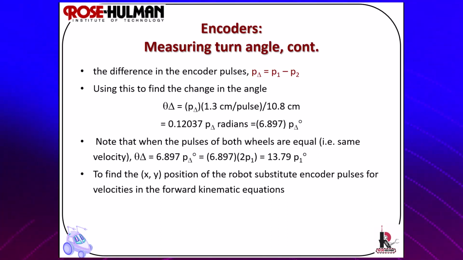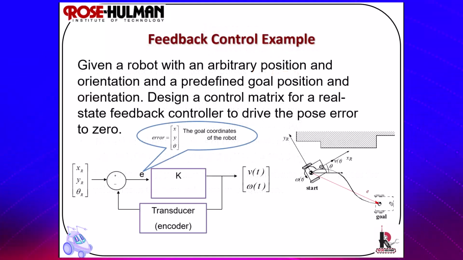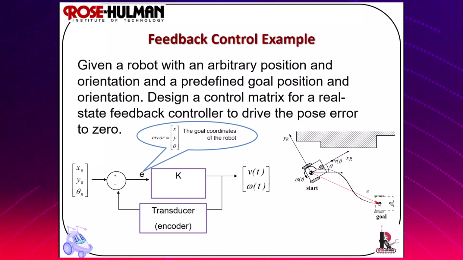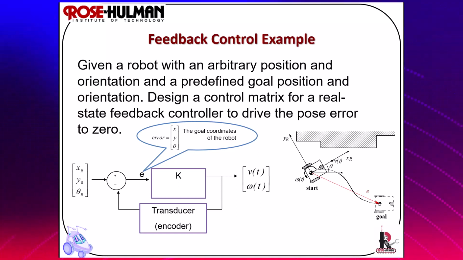So to find the XY position of the robot, substitute encoder pulses for velocities in the forward kinematics equation. And now you can use the encoders for the movement instead of just commanding the steps or velocity. Here's what this looks like in terms of feedback control, where your output instead of velocity would be steps. You would input the X, Y, and theta for the pose. Then you would have the controller that is minimizing the error, where the error is the feedback from the encoder, that's now dictating the velocity and the angular velocity in order to get the robot to move to a certain pose in the world, or an X and Y position and orientation theta.